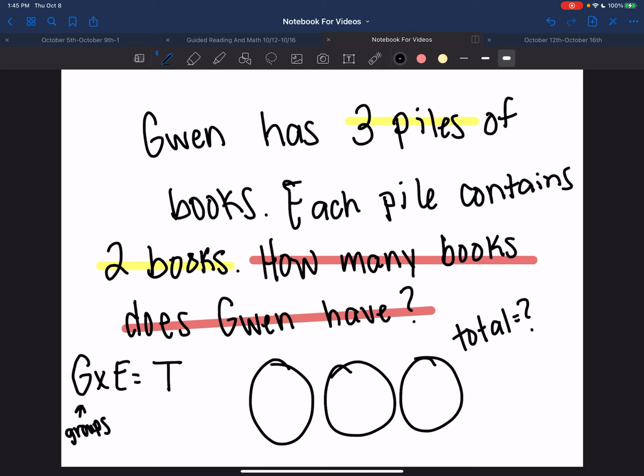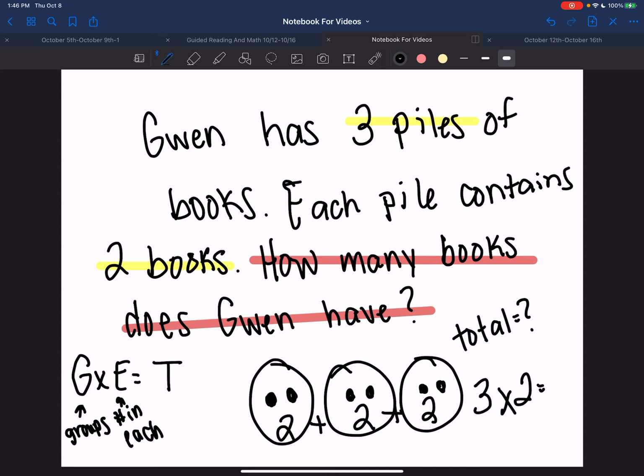I'm going to use the equal group strategy. E, number in each. Well, how many books are in each pile? Each pile contains 2 books. So each pile gets 2. How many books does Gwen have total? So we can count our equal groups to determine our total. So 2, 2, and 2. So we could say 2 plus 2 plus 2, or we can say 3 times 2.